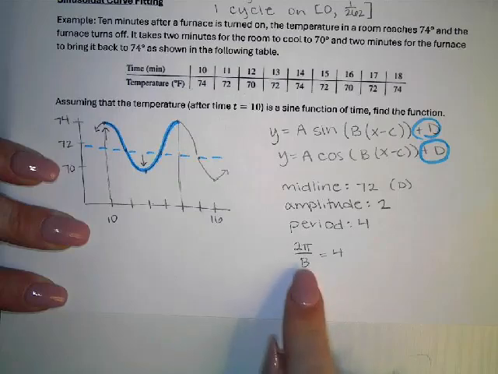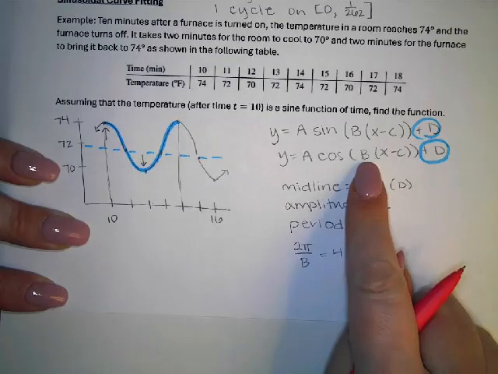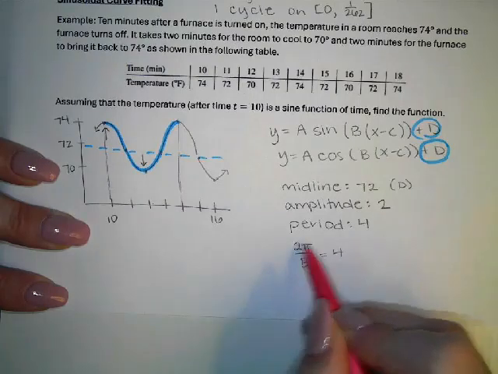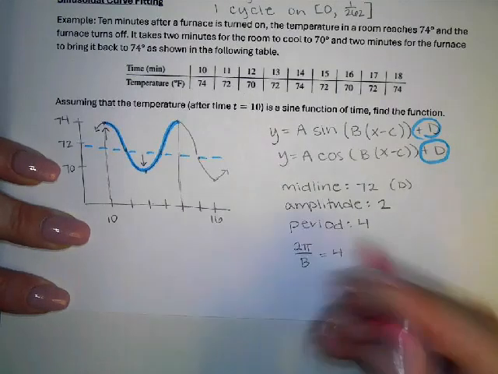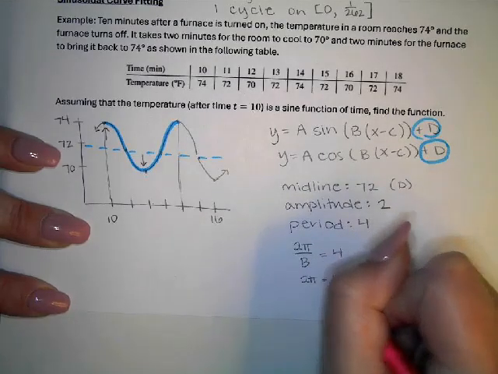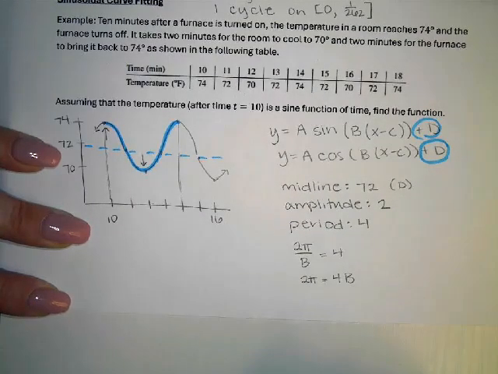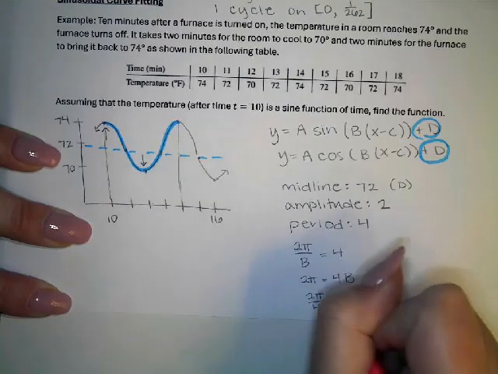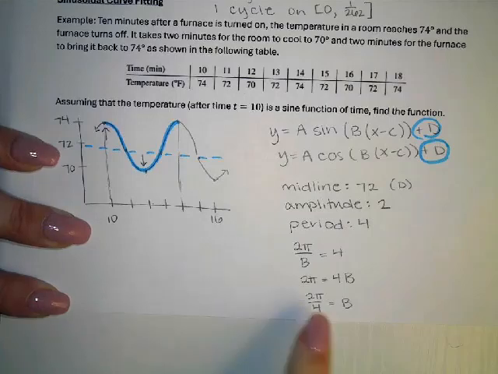I'm going to multiply the b over to the other side. So 2 pi equals 4b. And then I'm going to solve for b by dividing the 4 over. So 2 pi divided by 4 equals the b value, and 2 pi divided by 4 is the same as pi halves. So the b value is pi halves.